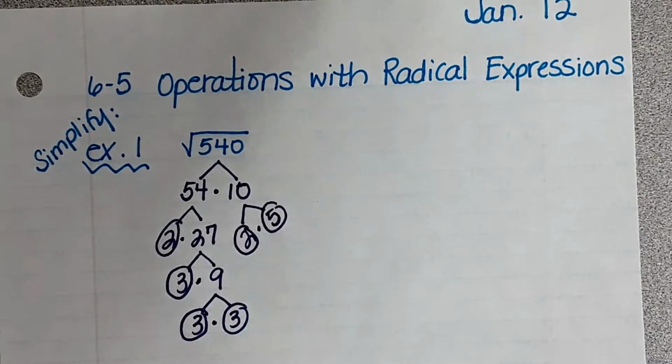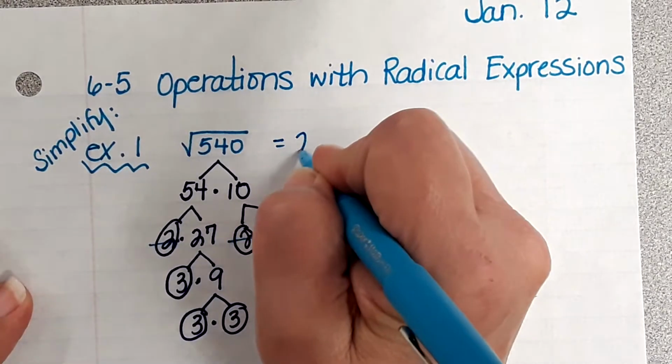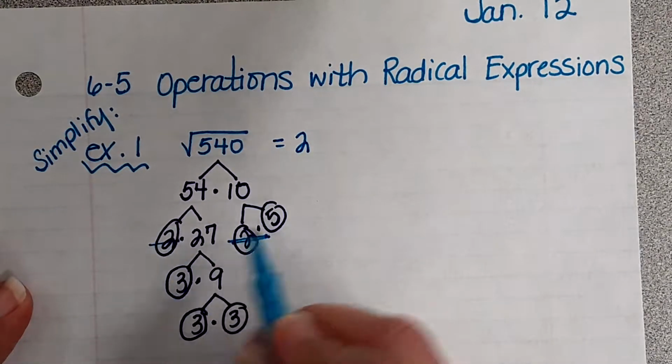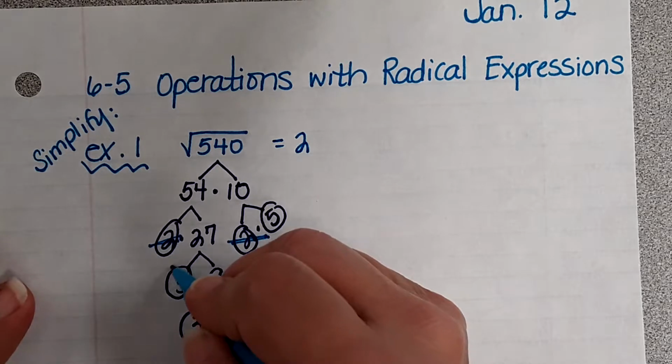Now, when we go to simplify, we're only going to worry about the numbers we circled. Anything else is irrelevant. The only numbers that matter are the ones that you circled because those are prime numbers. Now, let's look for pairs, okay? Do you have a pair of 2s? Yes. Okay, so I'm going to write that on the outside. Do I have a pair of anything else? 3s. I have a pair of 3s.